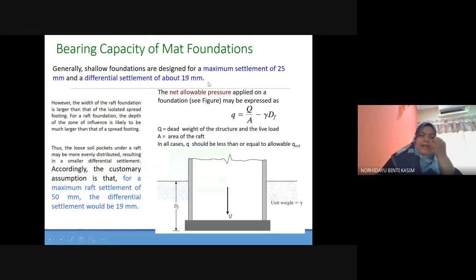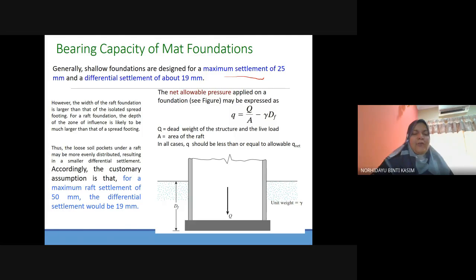Bearing capacity of the shallow foundation is designed for a maximum settlement of 25 mm and a differential settlement of about 19 mm. So when you design your mat foundation, you can allow a maximum settlement of 25 mm, and the differential settlement is only about 19 mm. You have to take this into consideration when you design your mat foundation: the maximum settlement should be less than 25 and the differential settlement should be less than 19 mm.